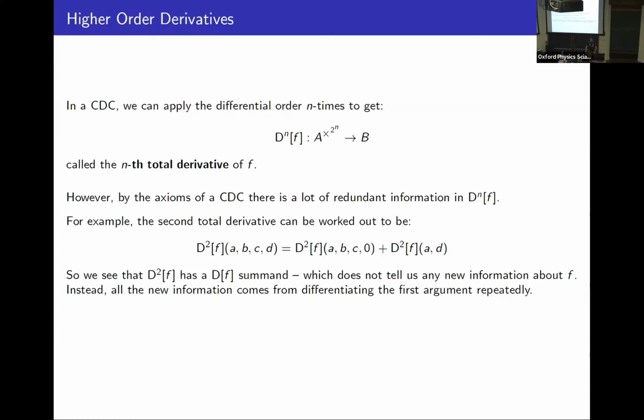But the point is that there is a sum of the first order derivative in the derivative of order 2. So there's repetitive information there. So instead, all you really need to do is differentiate the first argument repeatedly. You don't need to differentiate both arguments in the higher order derivatives. And so for that, to make this notion precise, we have to talk about partial derivatives in a CDC.